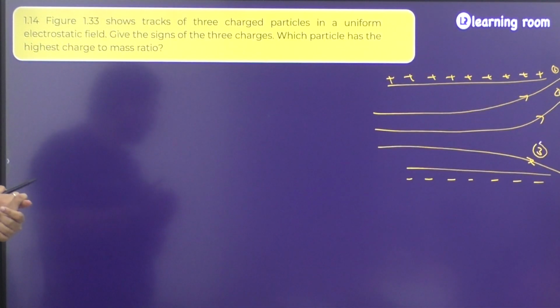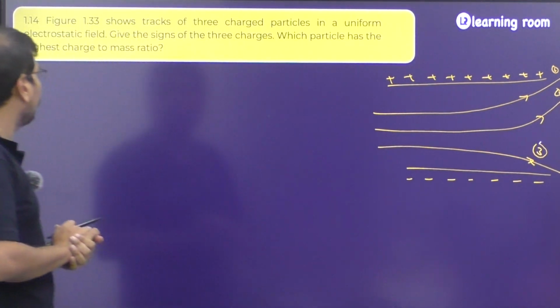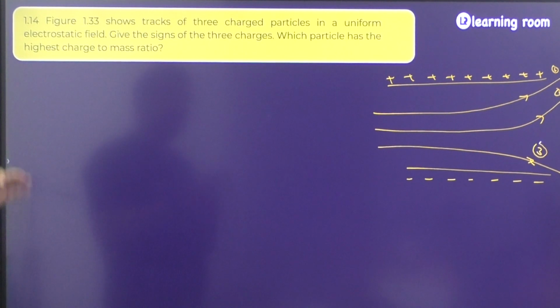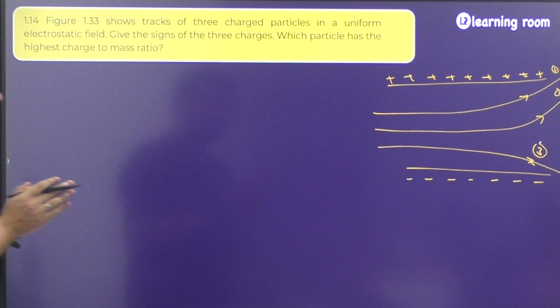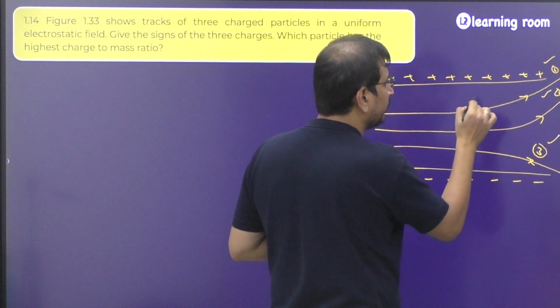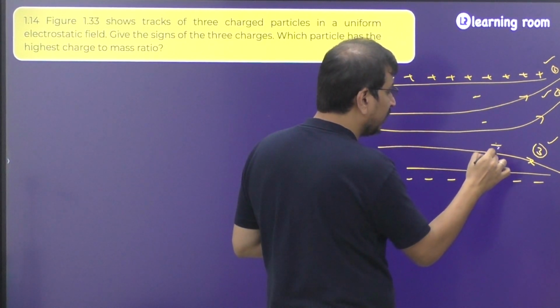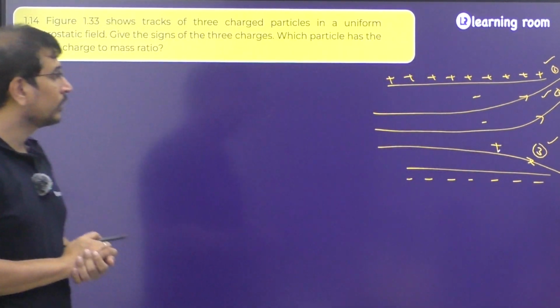So figure 1.33 shows tracks of 3 charged particles in a uniform electrostatic field. Give the signs of the 3 charges. So the first charge, second charge and third charge. The first and second are negative and the third one is obviously positive, right?